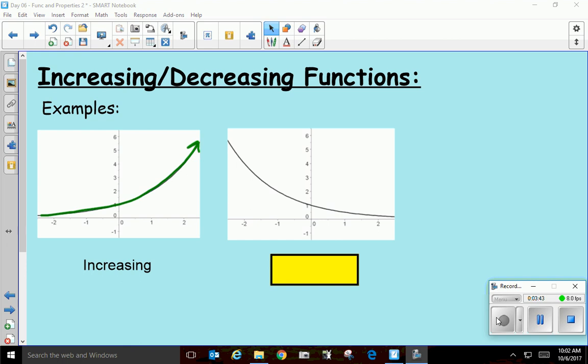All right? Now let's take a look at the graph on the right. I'm still going to read this left to right. I'm going to start on the left and go to the right. And you can see this graph is moving downward. So as I move and increase my x value, my y value decreases, okay? So therefore, the function is decreasing. It's really just plain and simple, okay?